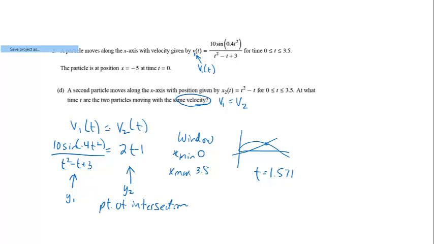I would get 1 point for setting the two equal to each other. And then I'd get 1 point for actually getting the right answer. So either this step or this step would be appropriate to get my points for that part of the problem. And that is problem number 2.